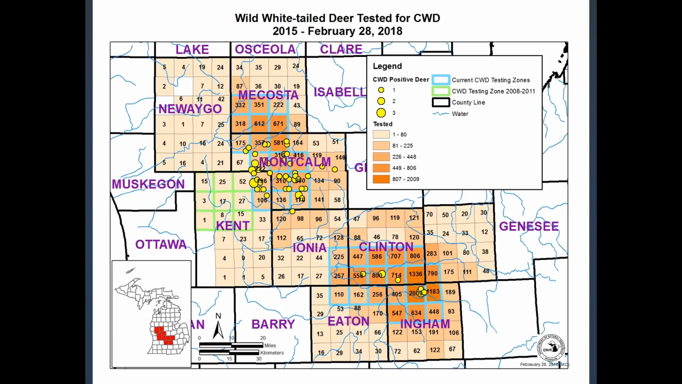Go just north of there into Montcalm, Kent, southern Ionia. We don't have nearly as many samples because we haven't been testing there as long, and we're finding a lot more CWD. I'll also point out that in areas outside of where these yellow dots are occurring, our sampling is not very high. So we do not have a lot of confidence that the disease does or does not exist outside this area. And I believe that'll certainly be a priority moving forward.